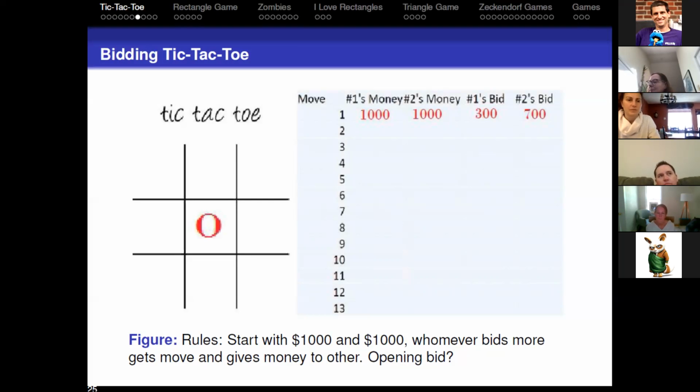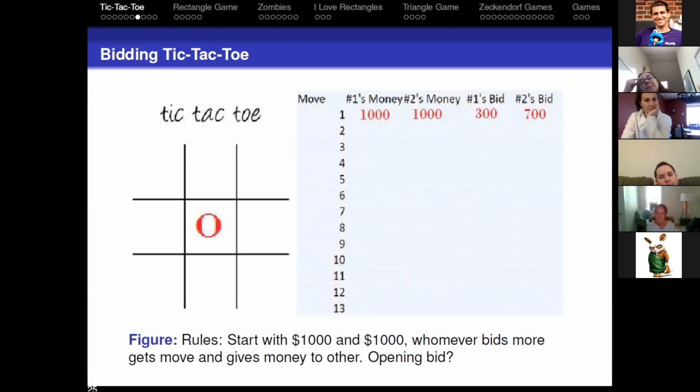Okay. I hate this version of the game because it's no longer completely symmetric. In this version of the game, there is no advantage for being first or second. There's no difference at all. So I have just spent $700 for the first move. So I only have $300 left, and you now have $1,700.